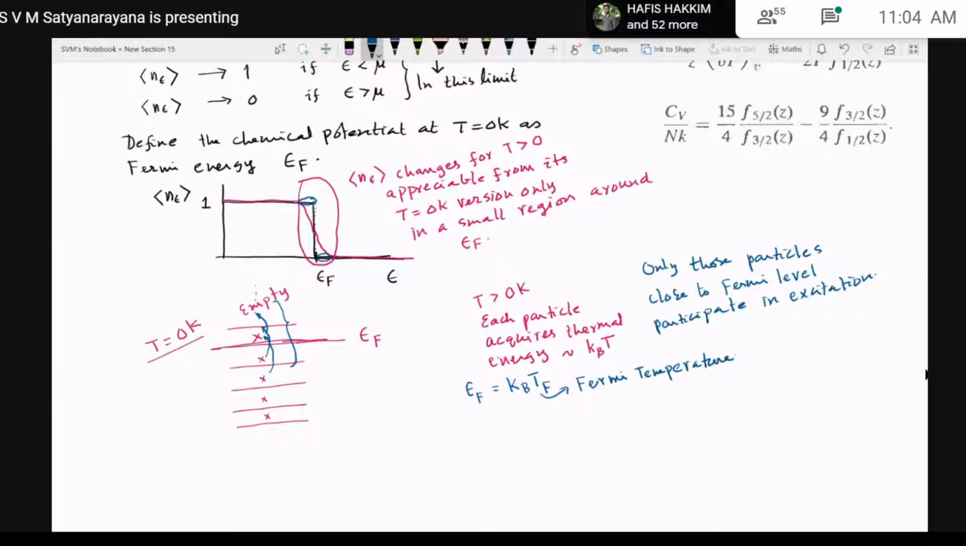So let's try to get some idea of what this Fermi temperature is. I do not know if you have some idea from your solid state physics. Typically, the Fermi energy of a metal is of the order of 5 to 10 electron volts. Let's take that typically.